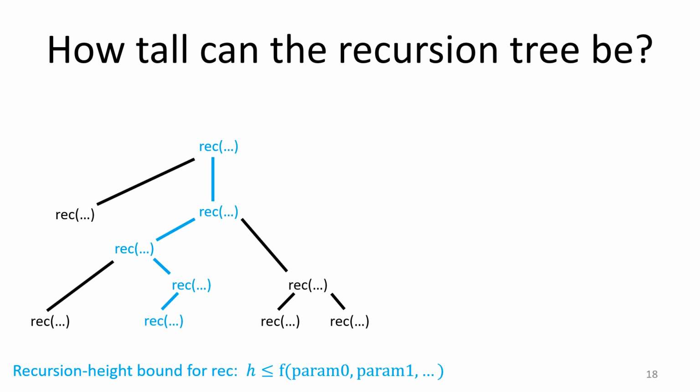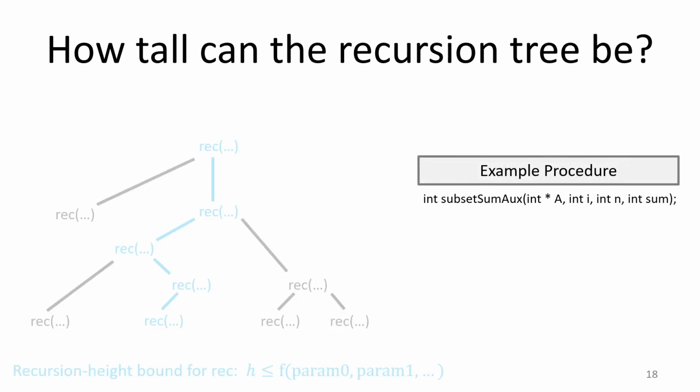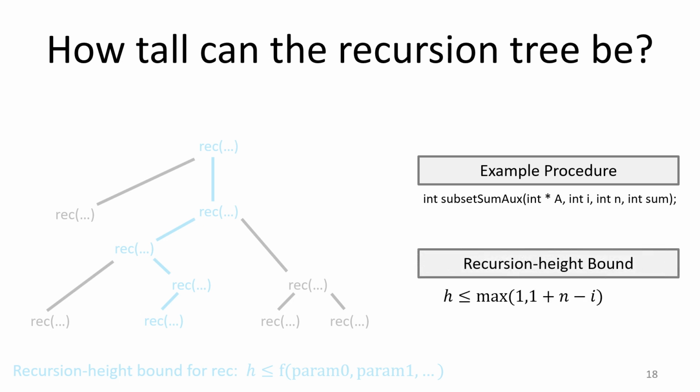In other words, it tries to find a bound on the length of the longest root-to-leaf path in a tree of recursive calls as a function of the procedure's parameters. For more information about how the height-bound analysis works, have a look at the paper. In the case of the running example, though, the height-bound analysis produces a height bound like the one shown here. Note that the variables n and I that occur in this bound are two of the procedure's parameters.